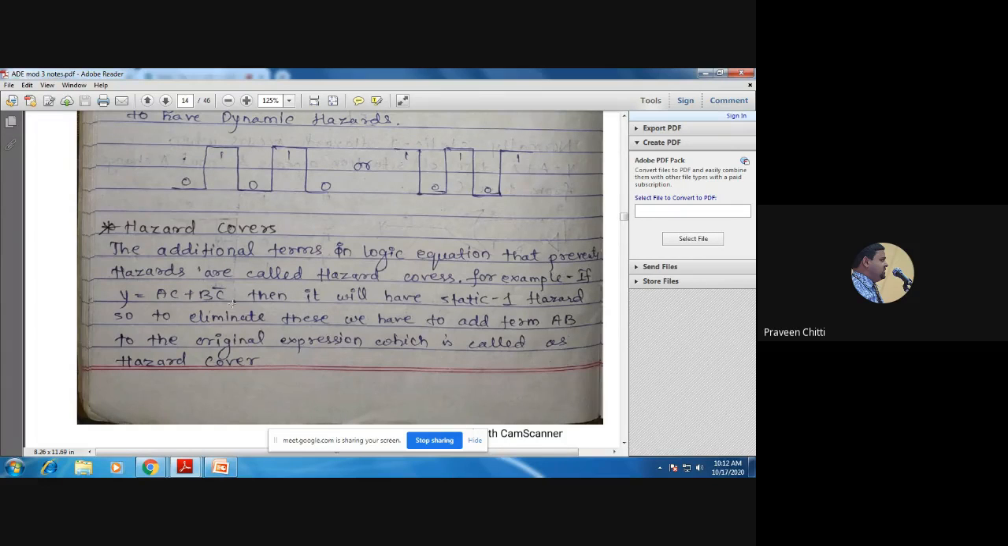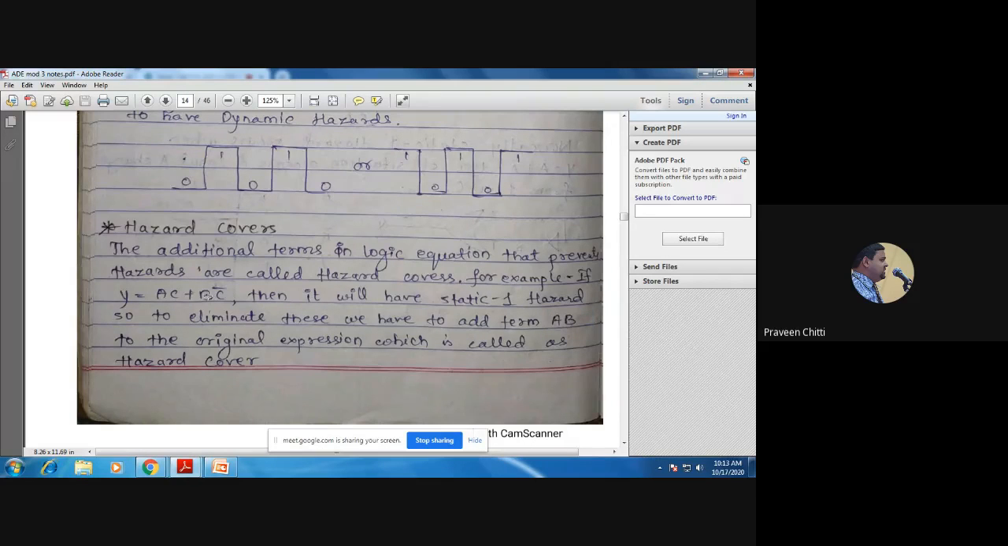For example, suppose you consider this particular example, y equal to AC plus BC bar, then it can be shown that it is having a hazard. I'll come back to it shortly. Like how do you come to know that there is a hazard in the circuit? That I'm going to explain shortly: what is the method to check whether there is a hazard in that particular circuit or not, and if there is a hazard, how that hazard can be eliminated by adding the hazard covers. So if you consider this circuit Y equal to AC plus BC bar, then we can show that it is having a static 1 hazard. And to eliminate that static 1 hazard in this circuit, we need to add one additional term, like AB.